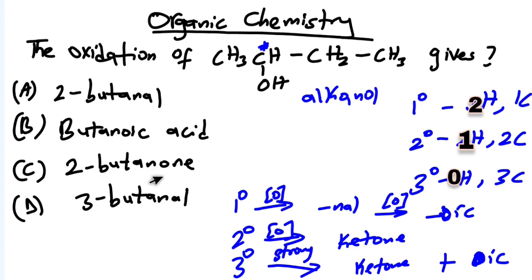Now, let's assume that you were given 2 ketones. How are you going to know the one that will be the answer? If you look at the position of our OH, you will see that it is at position 2, right? So that's why the answer is 2-butanone.